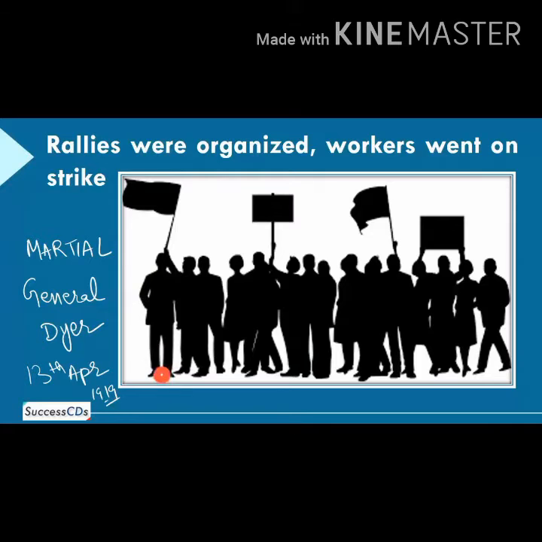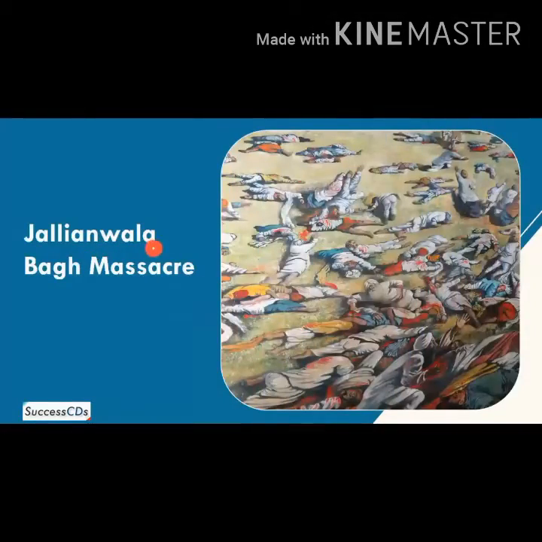The British government used various tactics to clamp down on the movements led by the people. Among all these events, one of the most infamous was the Jallianwala Bagh massacre. It took place in the year 1919. Now let us understand it in detail.